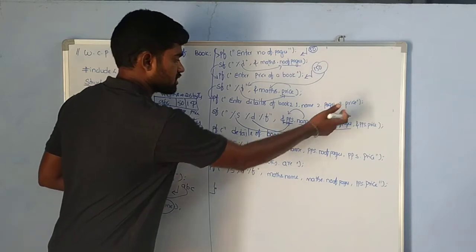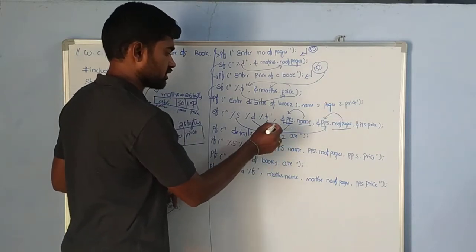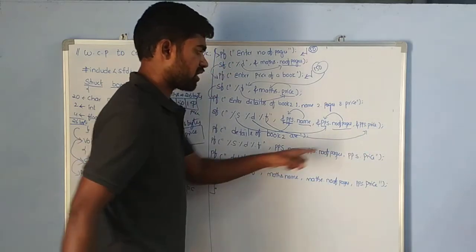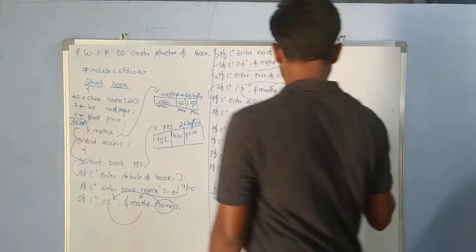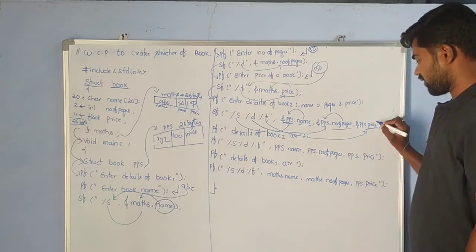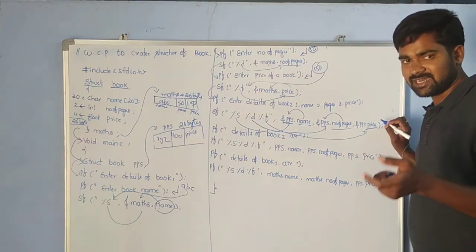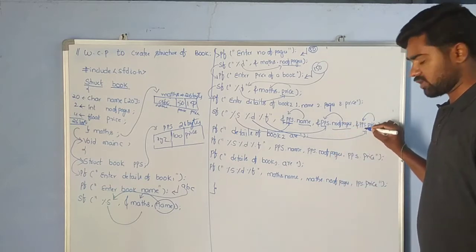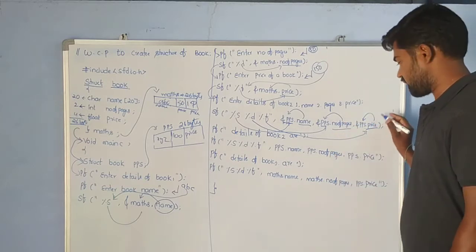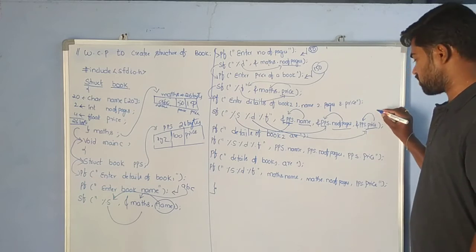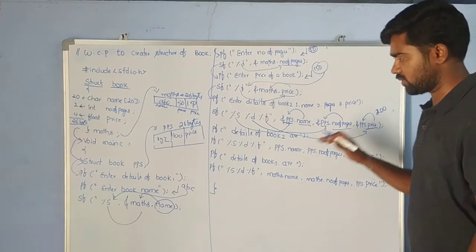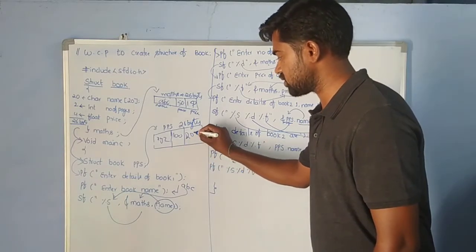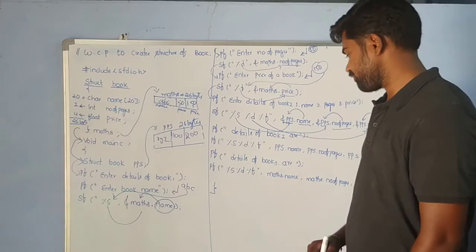Now we have the third option, price. Now I am going to enter the price that is going to be read by the %f and stored in the location PPS dot price. This price is a data member of book that is going to be stored in the variable called PPS by using the dot operator. Now I am going to enter price equal to 200 rupees. Now that is going to be stored in the location PPS dot price, equal to 200. Okay, so now what will happen?